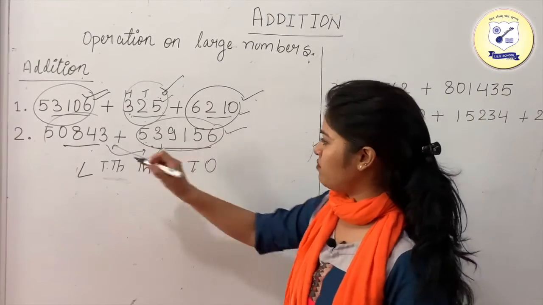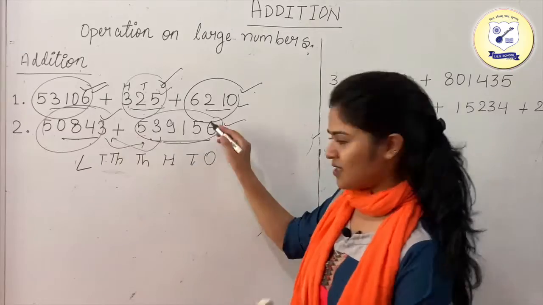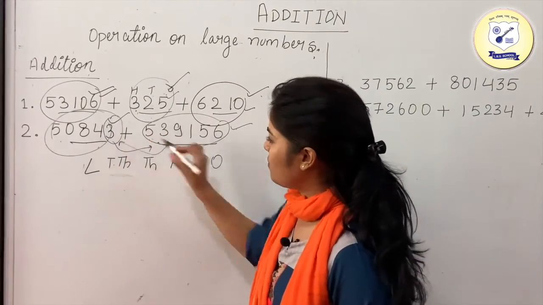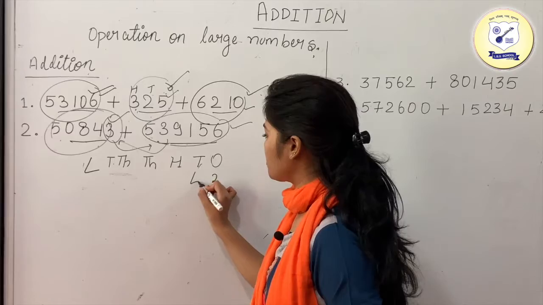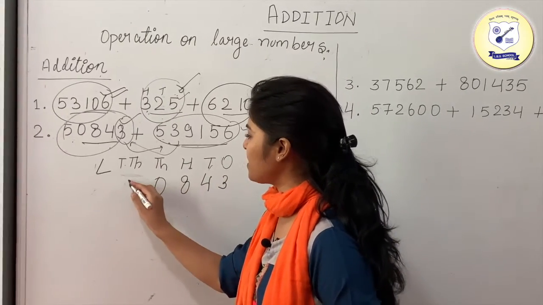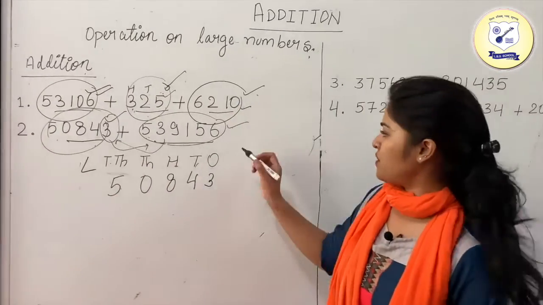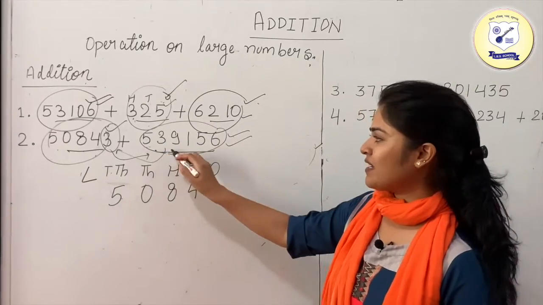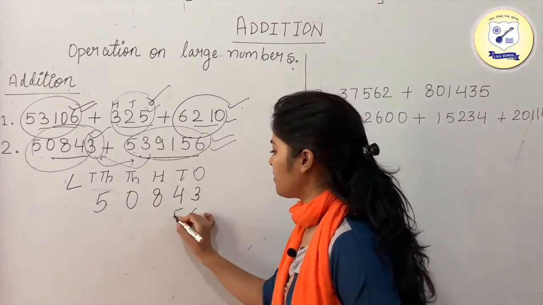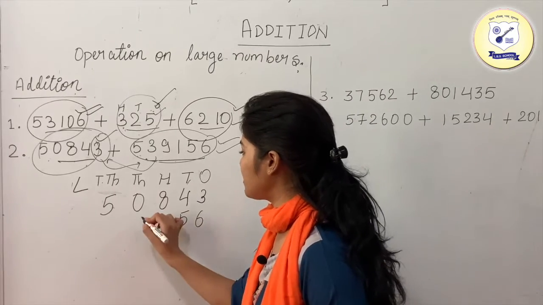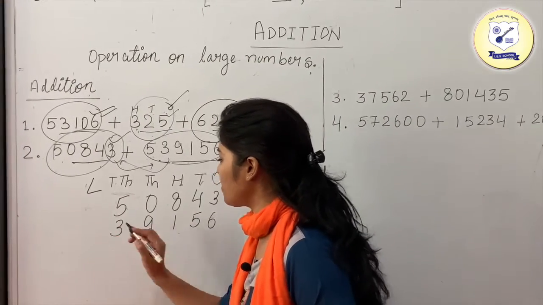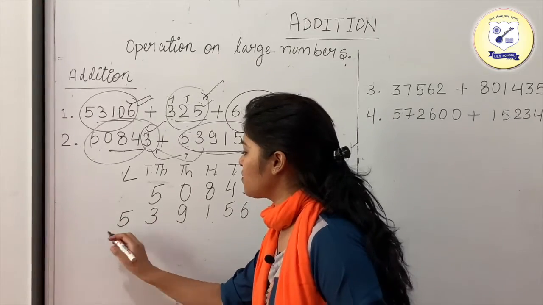Okay. So I am writing this above this number. So this is your 50,843. 3 is on ones place, 4 is on tens place, 8 is on hundreds place, 0 is on thousands place, and 5 is on 10,000s place. Now your second number is 5,39,156. 6 is on ones place, 5 is on tens place, 1 is on hundreds place, 9 is on thousands place, 3 is on 10,000s place, and 5 is on lakhs place.